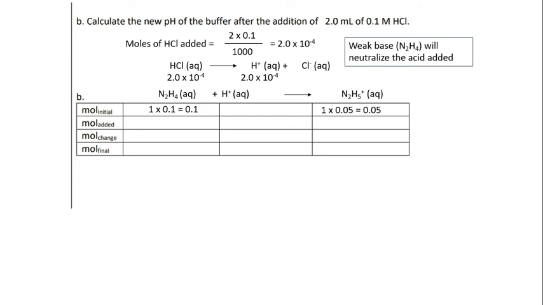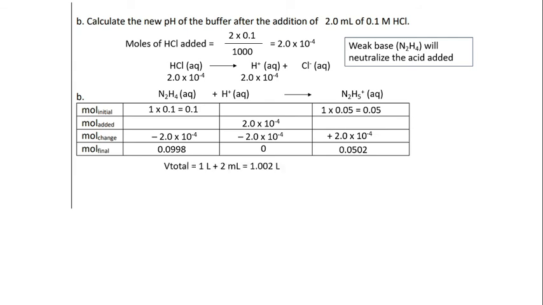The initial mole for N2H4 is 1 times 0.1 equal to 0.1, while for N2H5+ is 1 times 0.05 equal to 0.05. Mole added specifically for H+, 2 times 10 to the power of negative 4. For mole changes, minus 2 times 10 to the power of negative 4 for reactants and plus 2.0 times 10 to the power of negative 4 for products. So we will get the final mole for N2H4 is 0.09980 and 0.05024 for N2H5+.